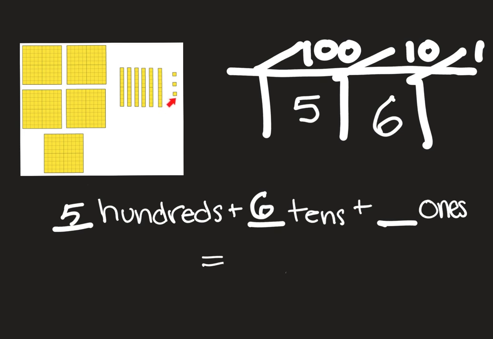And lastly, we just count our ones. This is easy. 1, 2, 3. Okay, so that means we have 3 leftover ones. Okay, so if we have 5 in the hundreds place, 6 in the tens place, and 3 in the ones place, that means our answer is 563.